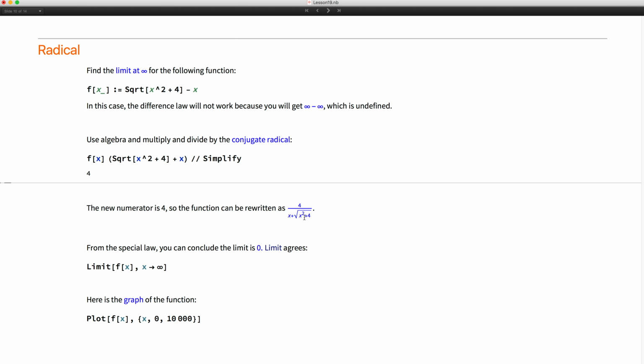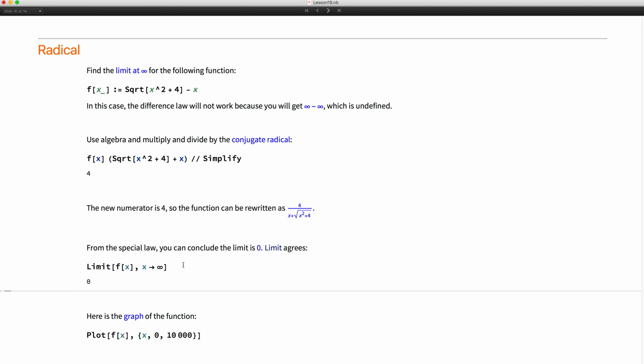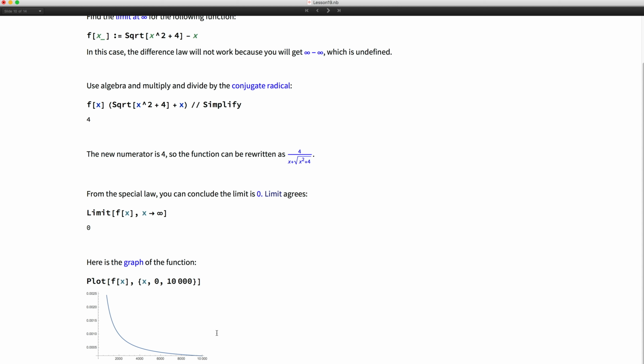And so when x becomes very large, the denominator is much larger than the numerator, so the answer is 0 for the limit. And you can confirm that with a plot, and you see the limit approaches 0 as x approaches infinity.